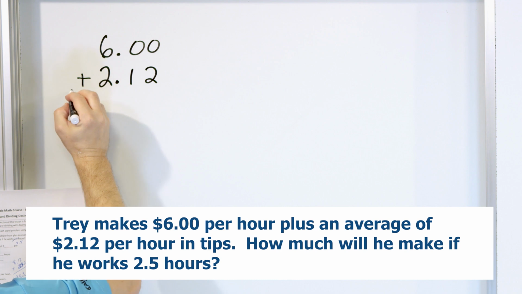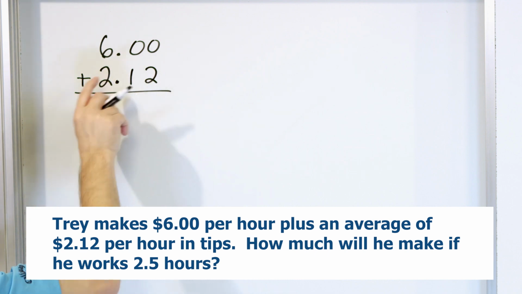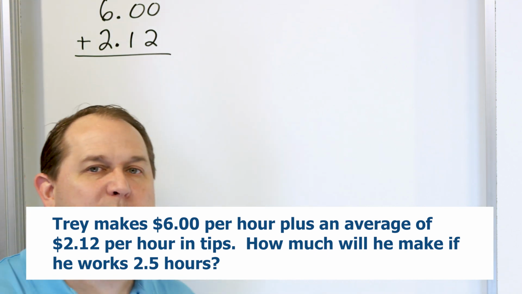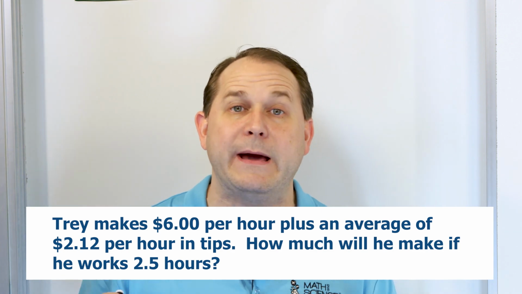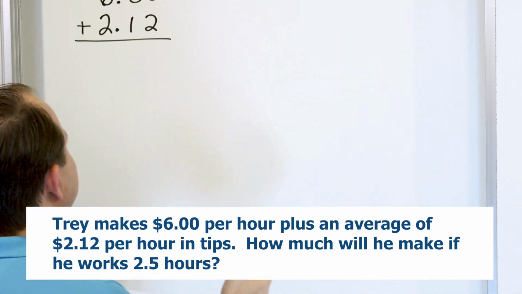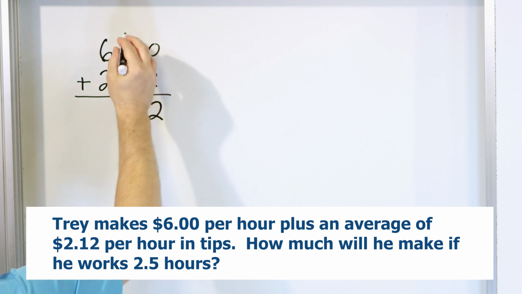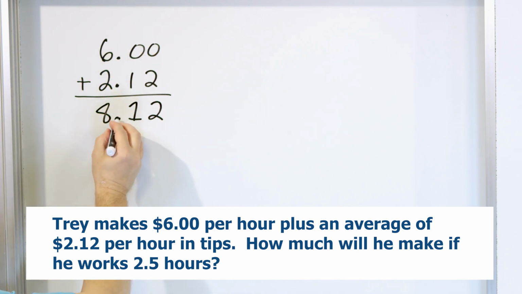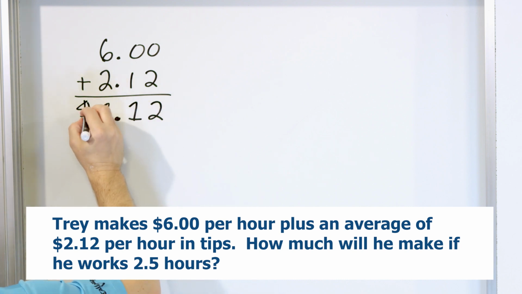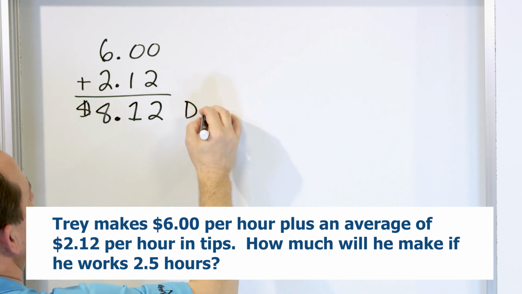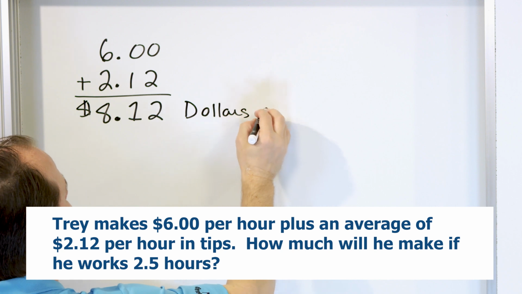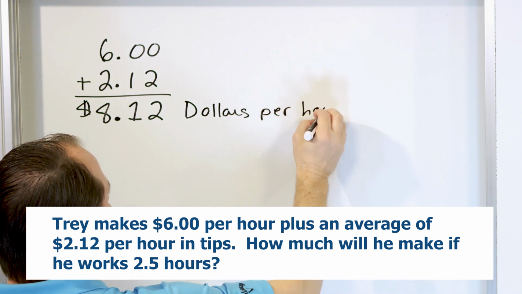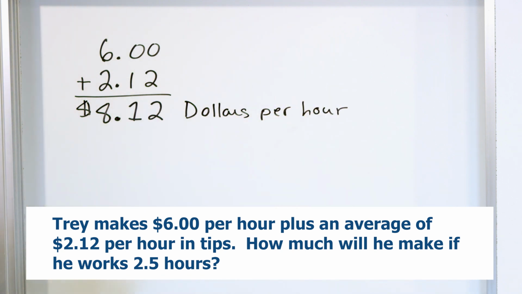Now, when we add decimals together, we need to line up the decimals. We want to add them because we want to know the total amount of money he makes per hour. So you can see here, we add this, we get a 2, add this, get a 1, 6 plus 2 is 8. So he actually makes $8.12 per hour. So we now know how many dollars per hour he makes.